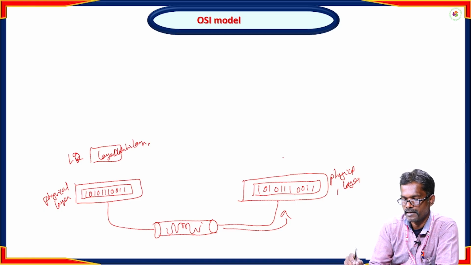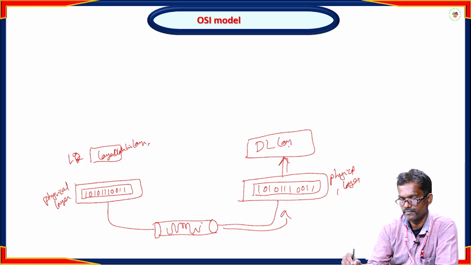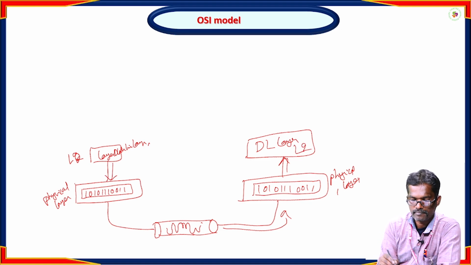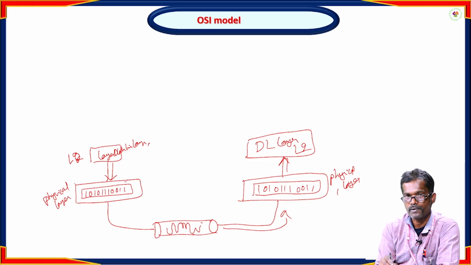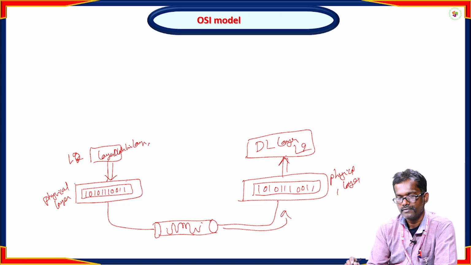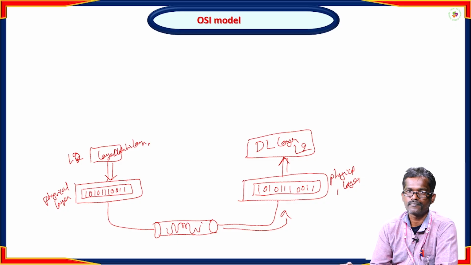So it sends the message to whom? To the data link layer, DL, which is layer 2. Here it sends the message. That means the physical layer will provide services to the data link layer, whereas on the other side, the data link layer will access the services from the physical layer. Two-way communication: one is providing services, one is accessing services.